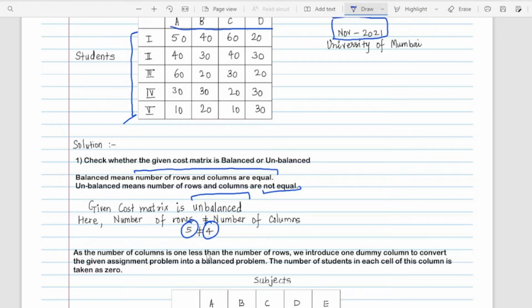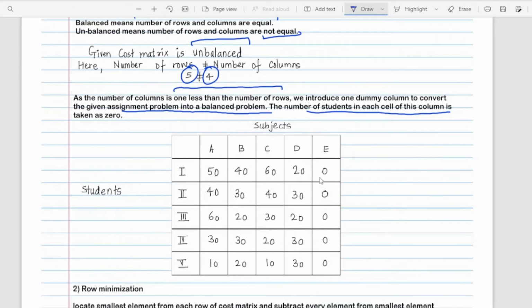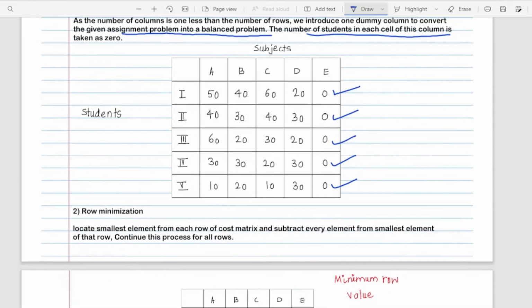As the number of columns is 1 less than the number of rows, we introduce one dummy column to convert the given assignment problem into a balanced problem. The entry in each cell of this column is taken as 0. So the number of rows is 5 and the number of columns will be 5, with all entries of that particular column E being 0. Now the given cost matrix is balanced.